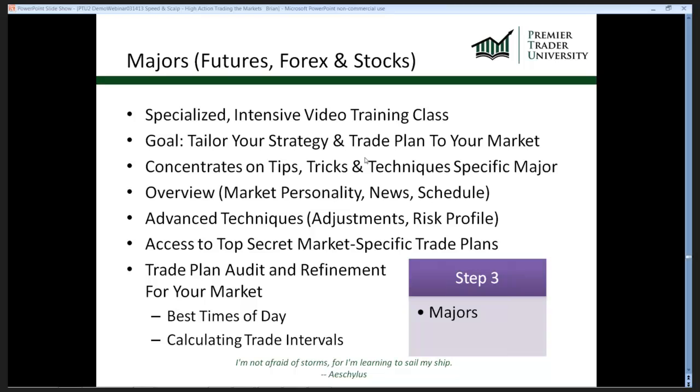So here are some of the bullet points that we cover inside the majors. The best times to trade, calculating the time intervals, the advanced techniques, adjustment. I haven't talked about the art of trading, but that's something we teach you. If you don't know what the art of trading is, that is basically looking at the chart and realizing that there are key levels on the chart that, if respected, can filter trades from being triggered.